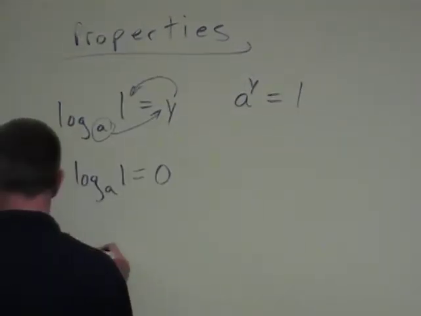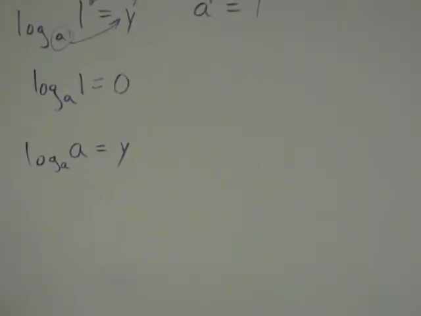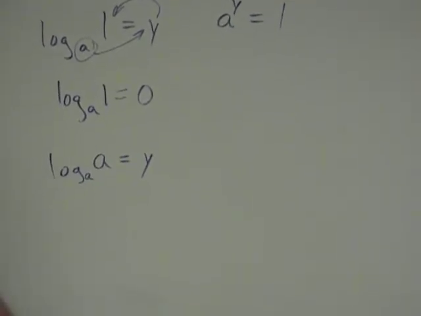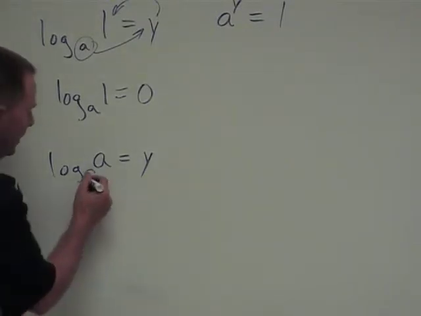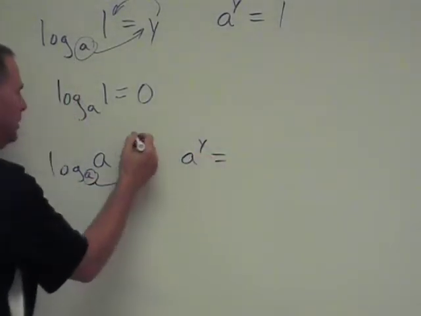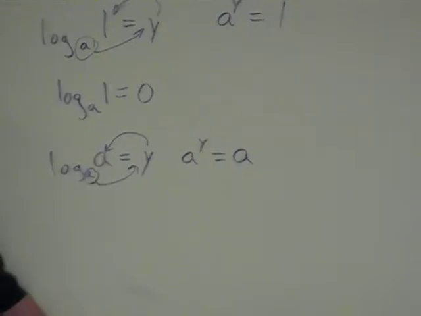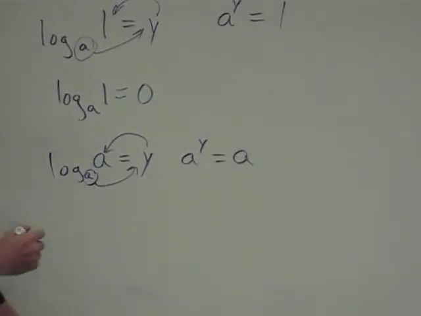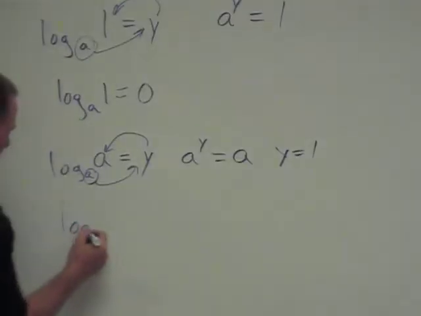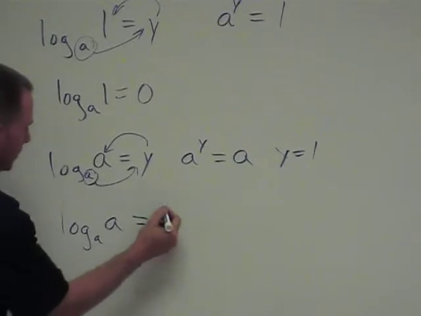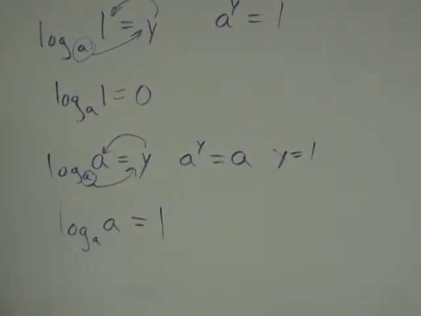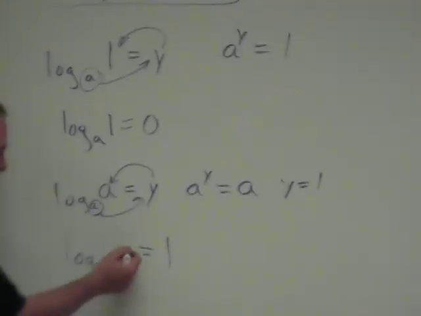Alright, here's another one. Log base A of A equals something. Again, put it in exponential form. A to the y is equal to A. So what is y? 1. A to the first power is A, isn't it? So y must be 1. So the log of A on base A equals 1. Shortcut, if these are the same.